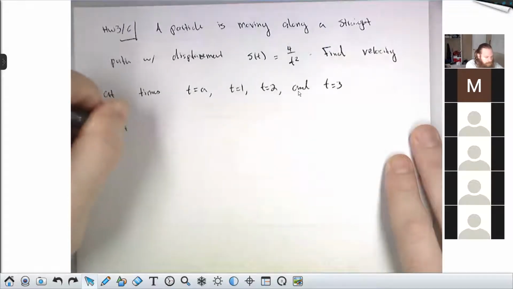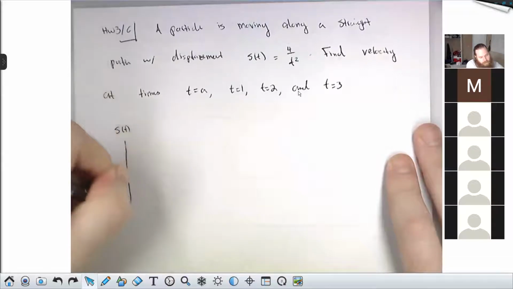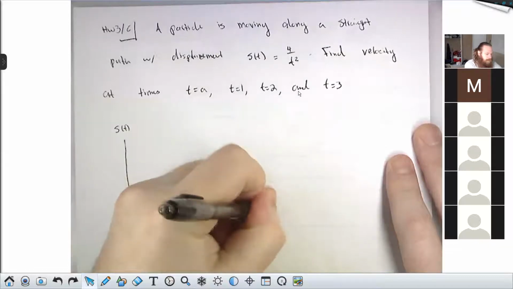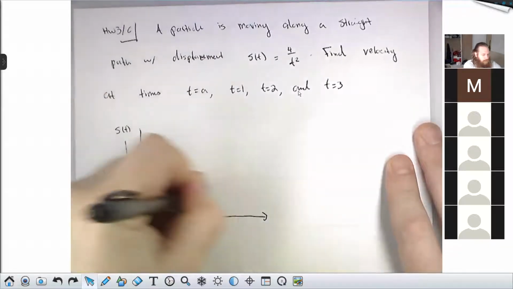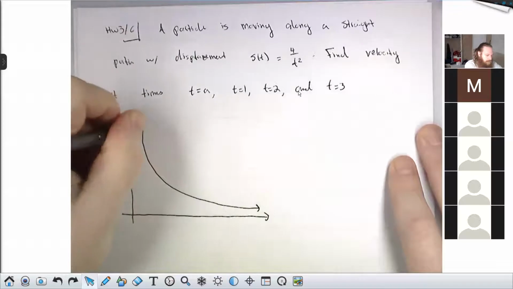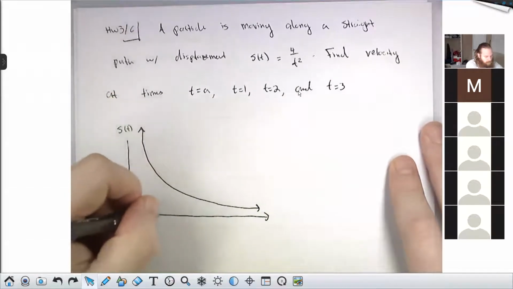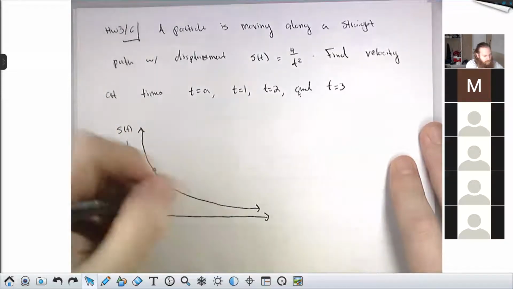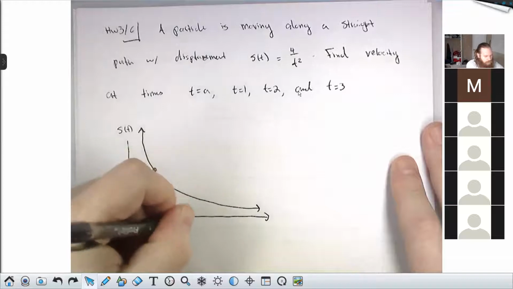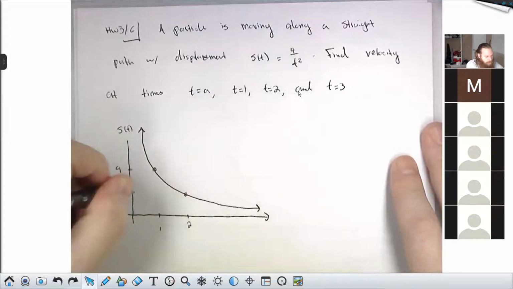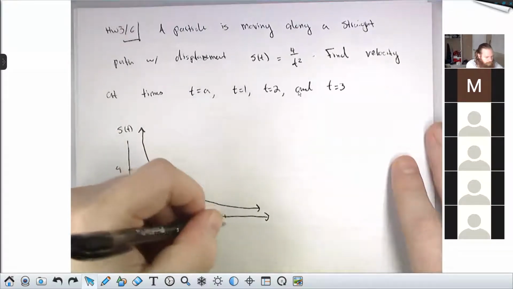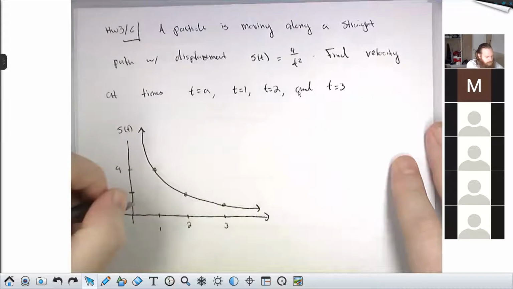The graph of s of t. Remember, we played a little bit with these things. The graph of s of t here actually looks like this. At time t equals 1, we're up here at 4. At time t equals 2, we're down at 1. It's not quite to scale. And at time t equals 3, we would be down here at 4/9.